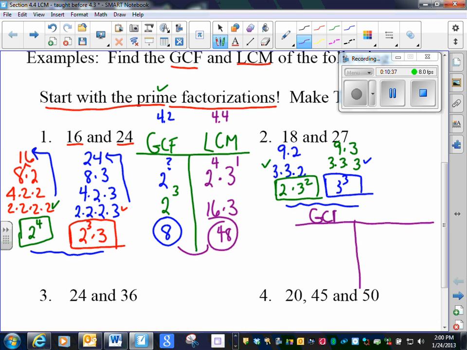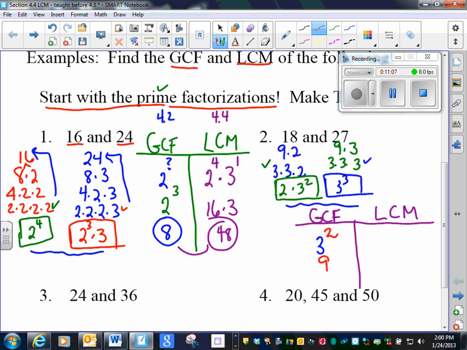GCF and LCM. For the GCF, I'm looking at bases that occur in both my boxes. The only thing in common is a 3 base. That's all I write down. Now for the exponent, I go back and look inside my boxes and I see a 3 squared and a 3 cubed. For GCF, we're writing the smallest exponent. That would be 3 squared, and that would make our GCF 9.